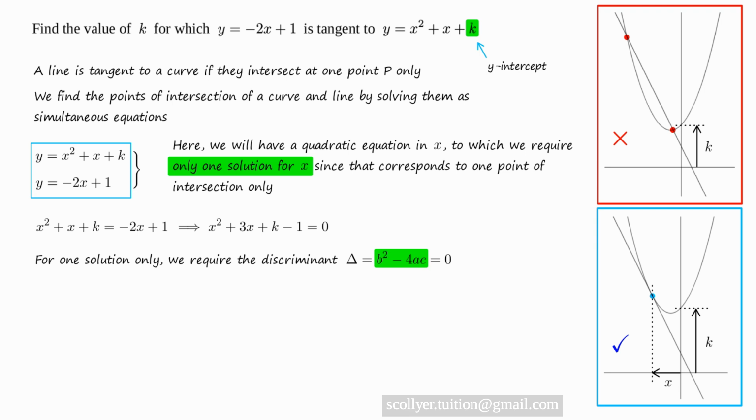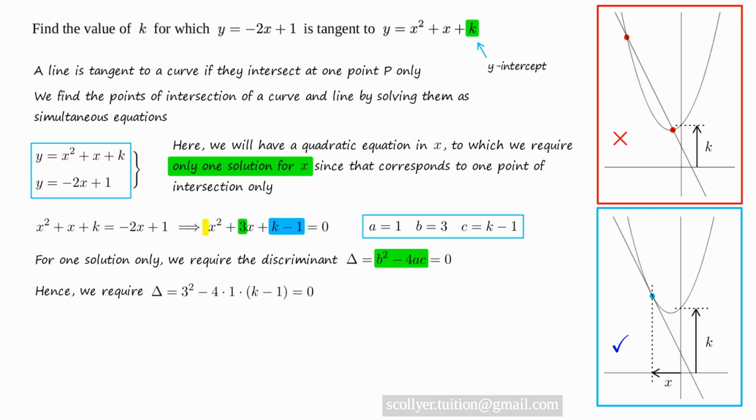And that is that the discriminant of the quadratic equation, which is the quantity b squared minus 4ac, is equal to 0. For the quadratic equation in question, we have that a equals 1, b equals 3, and c equals k minus 1. And on substituting those values into the discriminant, we find that the required condition is that 3 squared minus 4 times 1 times k minus 1 equals 0, which we solve as follows. To find that k equals 13 over 4.